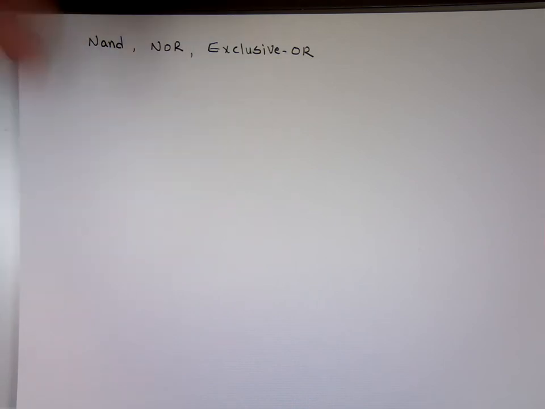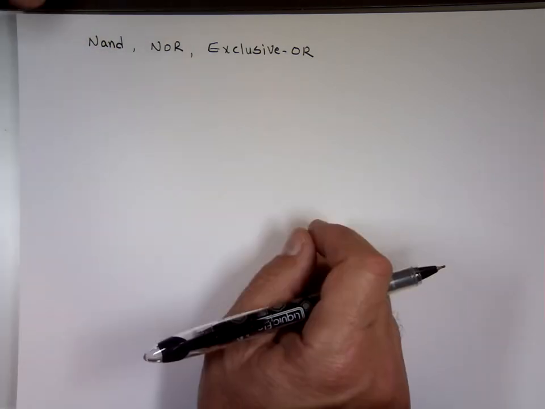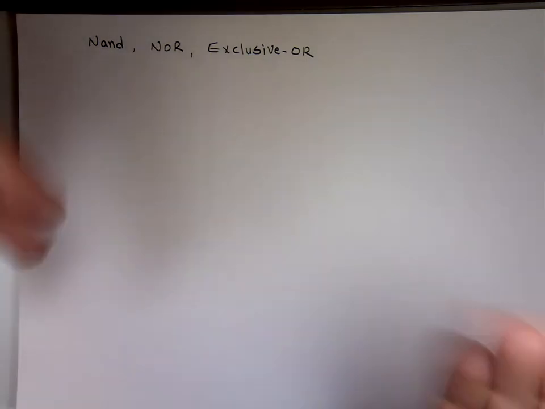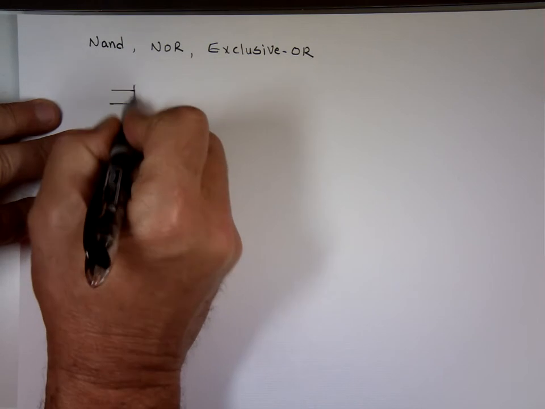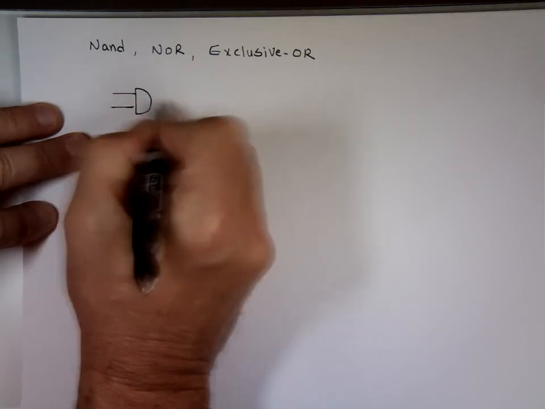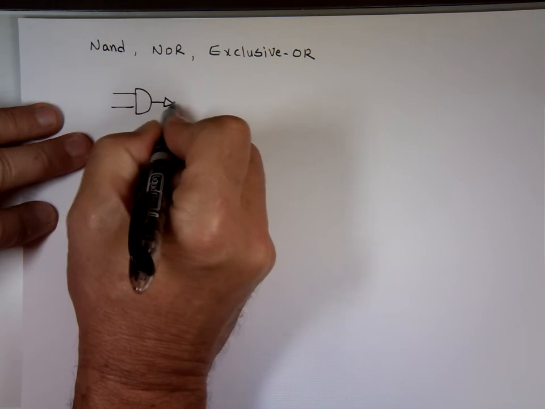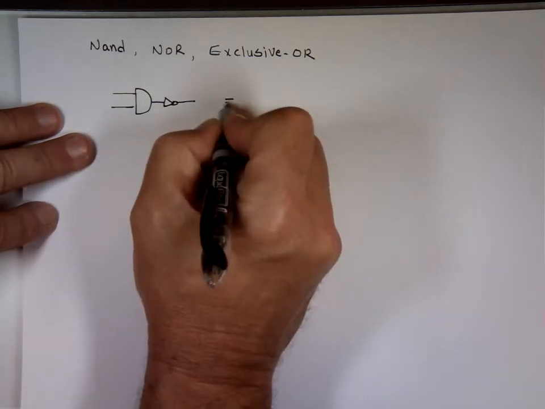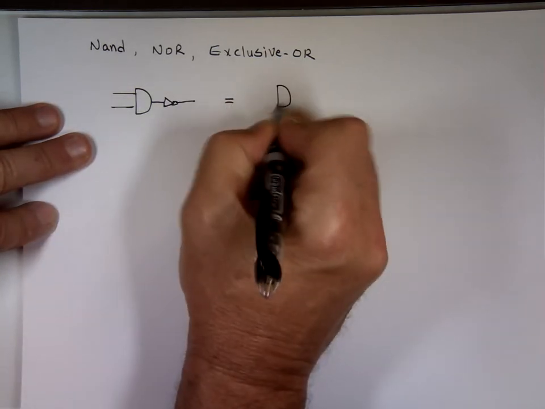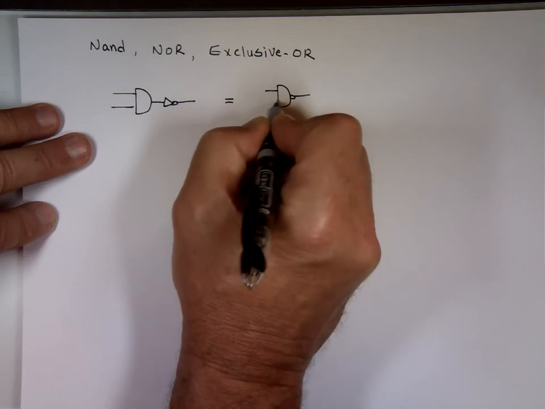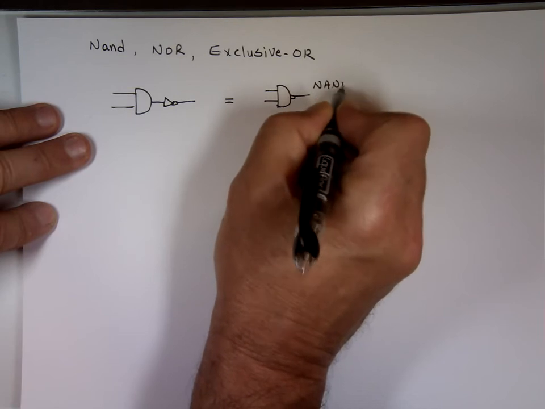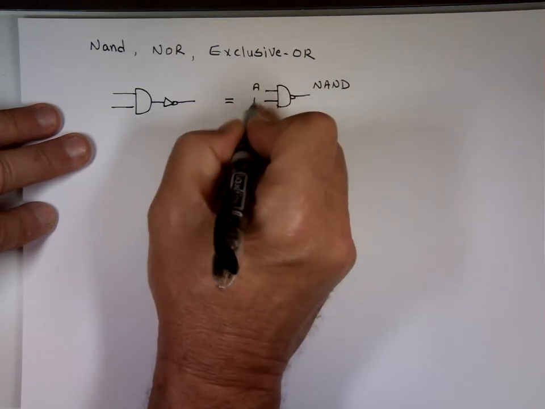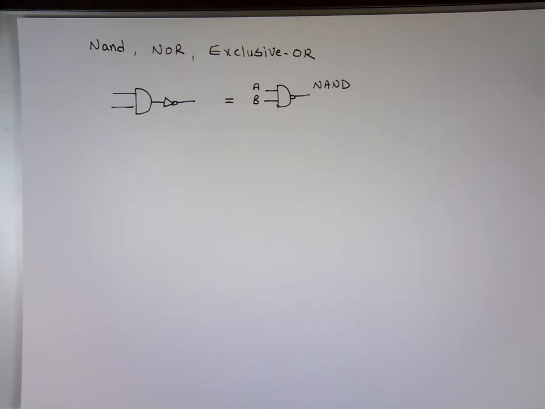NAND gate. If you look at the spelling NAND, it really came from "not AND." So it's an AND gate, and after you finish with it, you put a NOT at the end, a complement. That's what a NAND gate is. Picture-wise, this is what the NAND gate we draw looks like. That's a NAND. So let's see the truth table for a NAND gate.